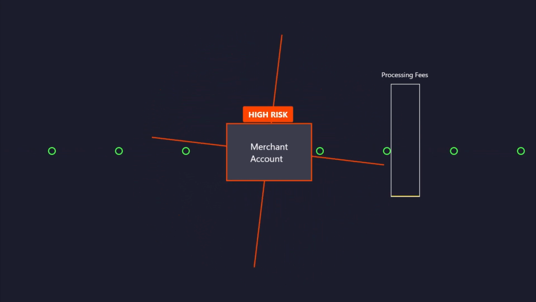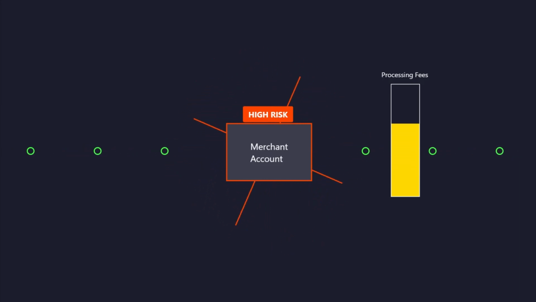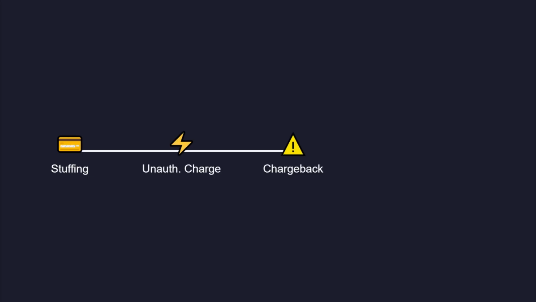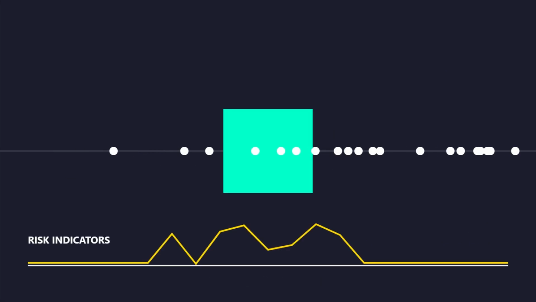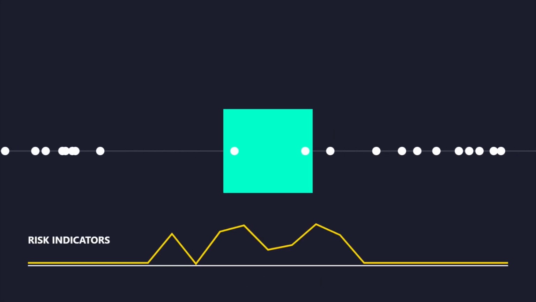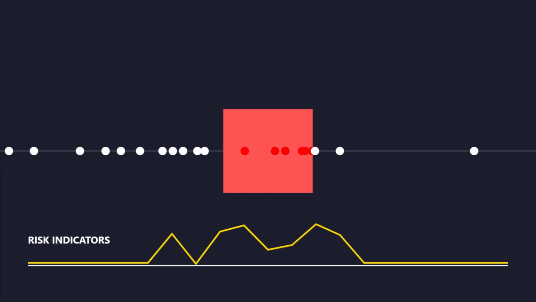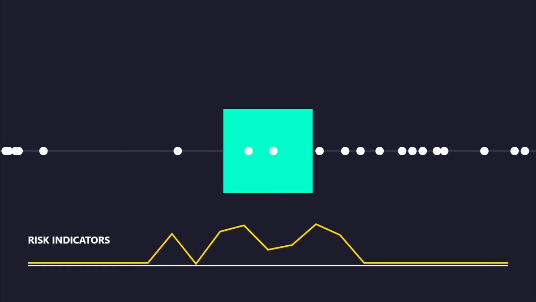High rates of fraudulent attempts can lead to your merchant account being placed on a high-risk list by card networks. This results in higher processing fees and a higher likelihood of legitimate transactions being declined. Successful card stuffing leads to unauthorized charges and subsequent chargebacks. Each chargeback incurs a fee and consumes administrative time for your finance team to investigate and resolve with the acquiring bank. Avoid over-aggressive blocking that impacts legitimate shoppers.